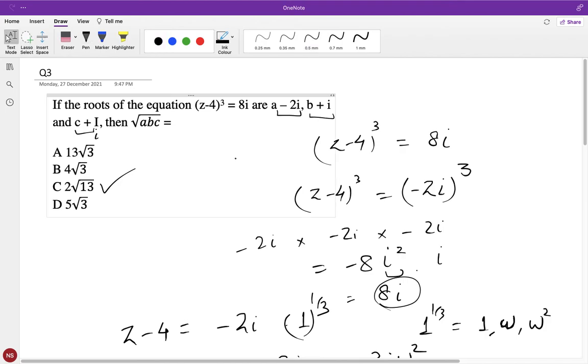So I have solved all the 3 problems on complex numbers. Very easy problems. Will just take you a few minutes, but if you have done thorough practice, these problems should not be an issue for you at all.